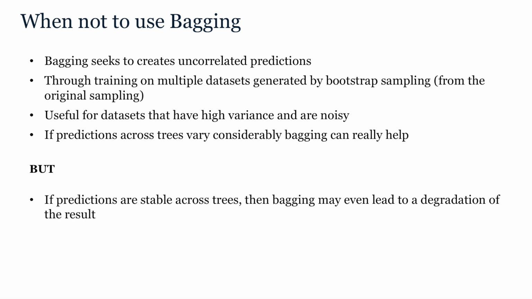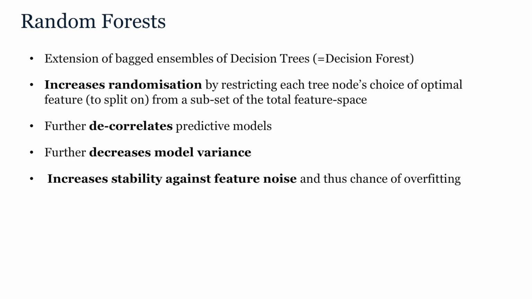So in conclusion, bagging seeks to create uncorrelated predictions through training on multiple datasets generated by bootstrap sampling from the original dataset. It's very useful for datasets with a lot of noise, where different subsets of data can really skew the predictions. However, it's important to be aware that given the opposite case, where predictions are actually stable across trees, bagging may even lead to a degradation of the result. So this brings us on to random forests, which seeks to increase the robustness of the models to feature noise by increasing the variability of the dataset that each base learner is trained on.